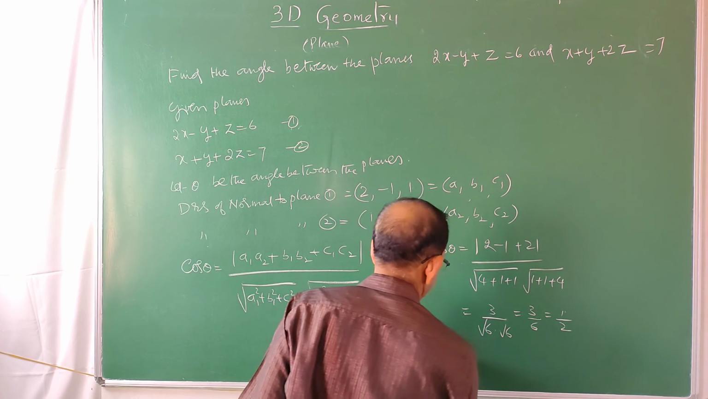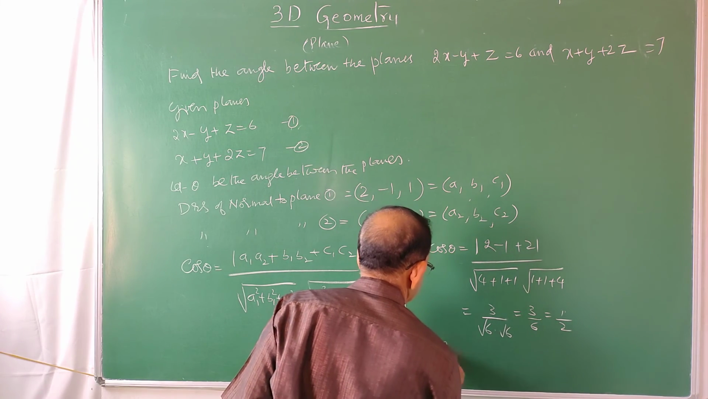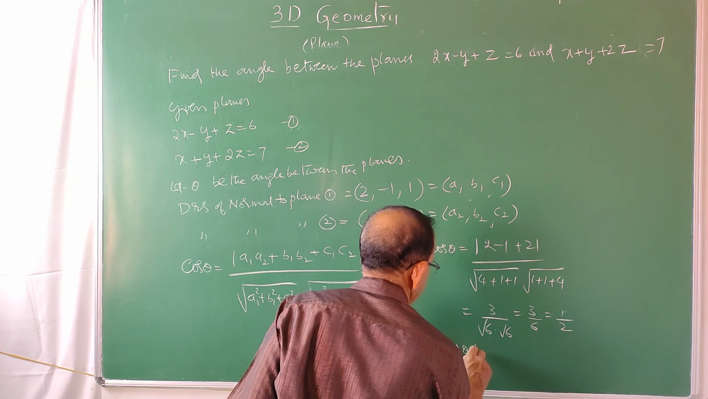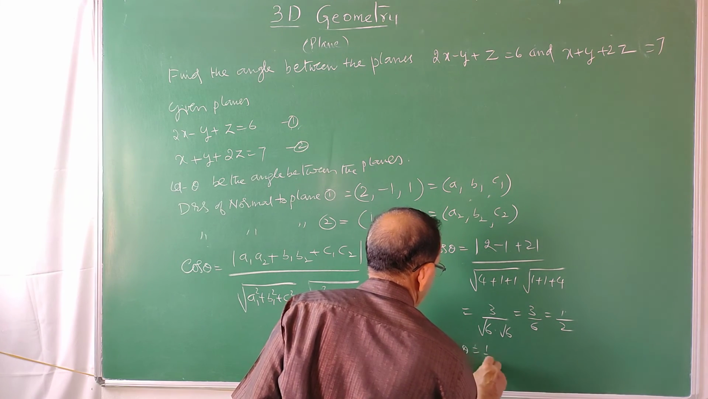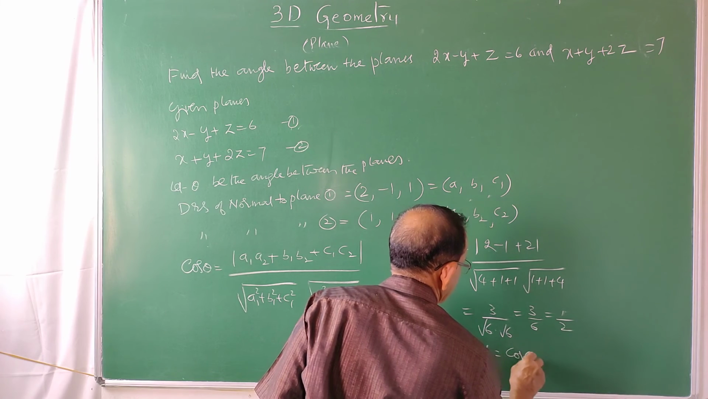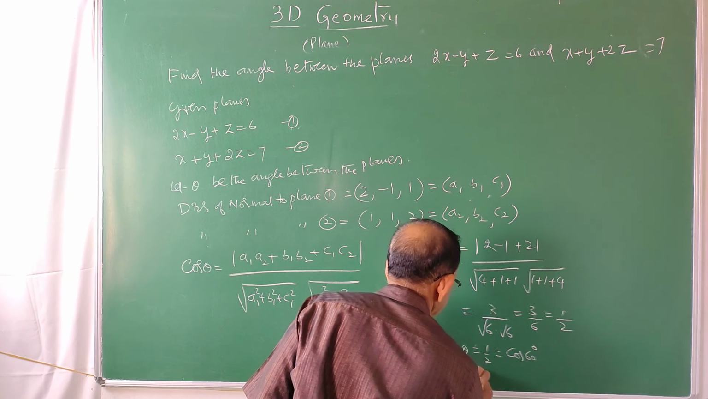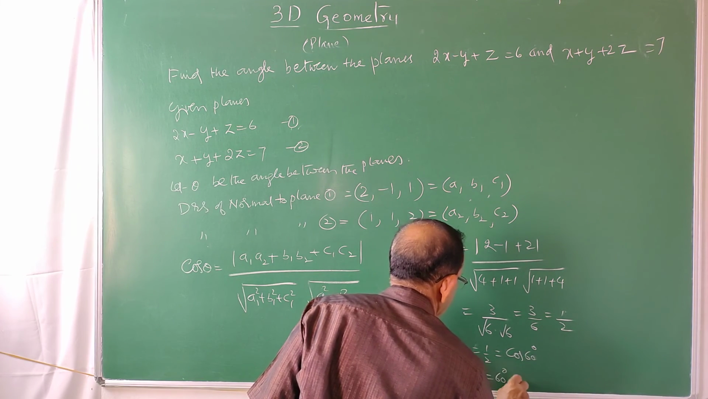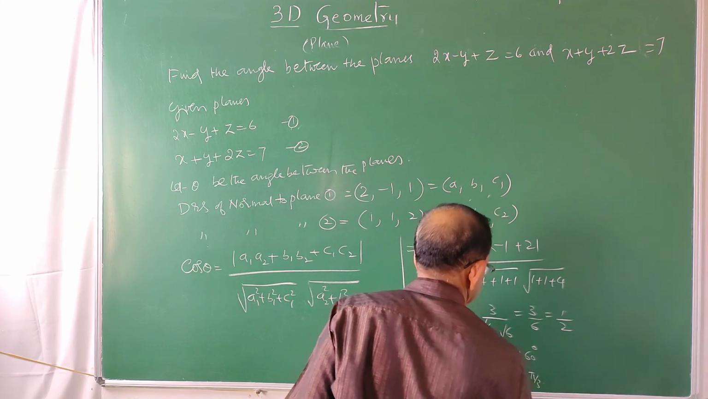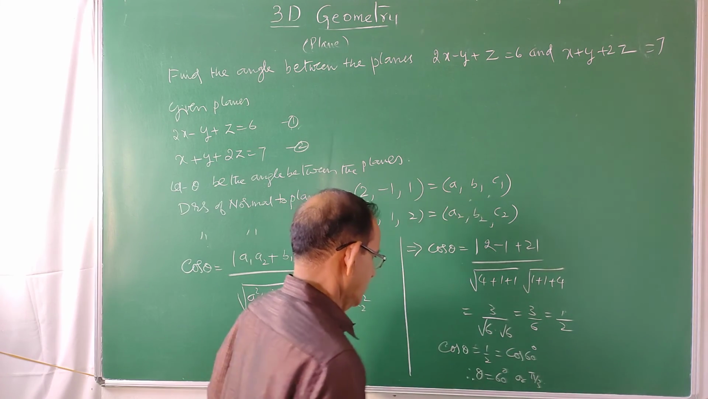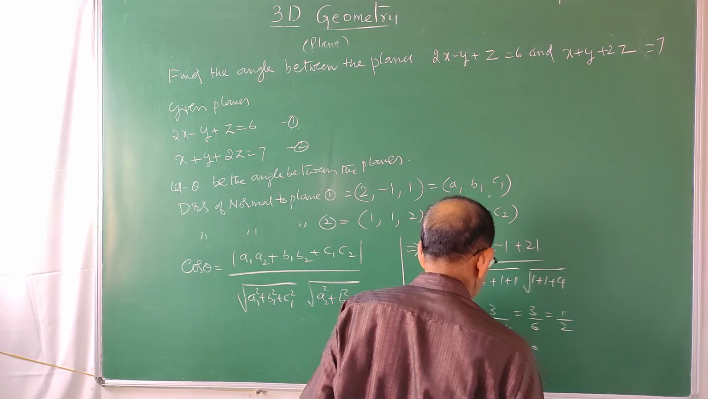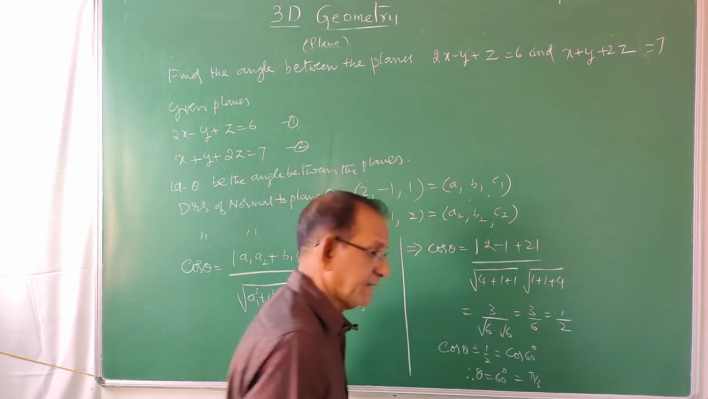So cos theta is equal to 1 by 2, equal to cos 60. So theta is equal to 60 degrees or pi by 3, both are the same, that is equal to pi by 3 radians.